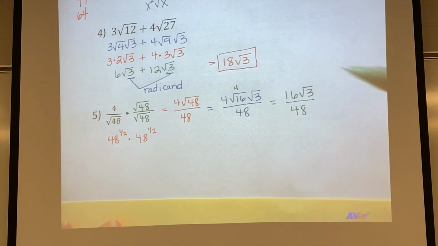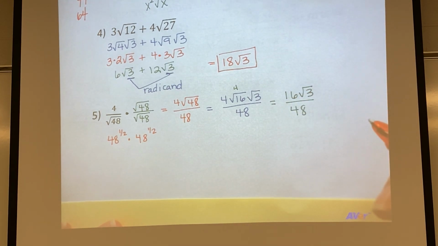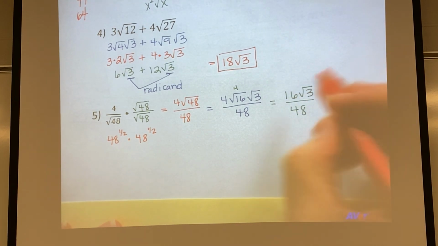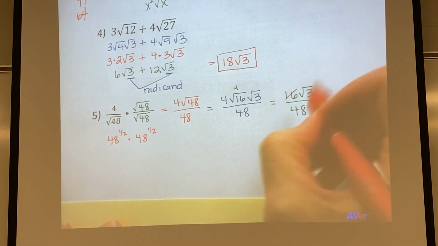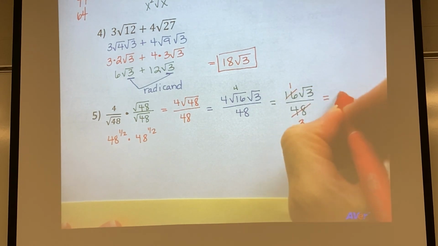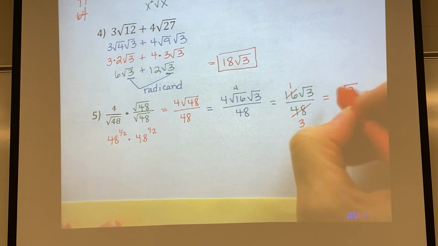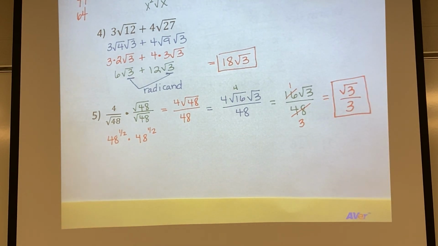All right, but we're still not done. There's still more simplifying we can do, because 16 and 48 have numbers in common. 16 divides into both of those. So 16 divided by 16 is 1. 48 divided by 16 is 3. So we end up with radical 3 over 3 as our final answer.